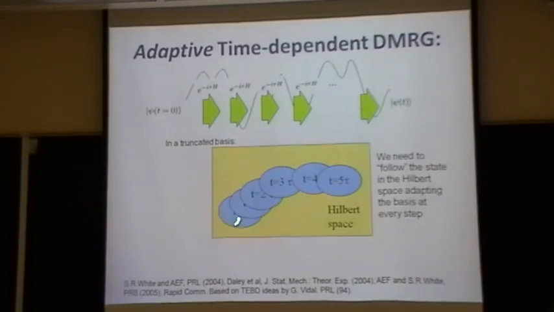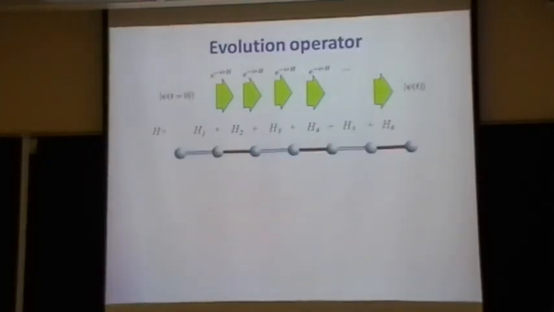We want to follow the state in the Hilbert space by keeping the volume, let's say, of this blue region constant. So in order to do that, we have to follow the state in the Hilbert space. Of course, every step here also introduces a change of basis. So we're not always working in the same basis. We're always accommodating, optimizing this basis. The way we do it is inspired by Vidal's TEBD.